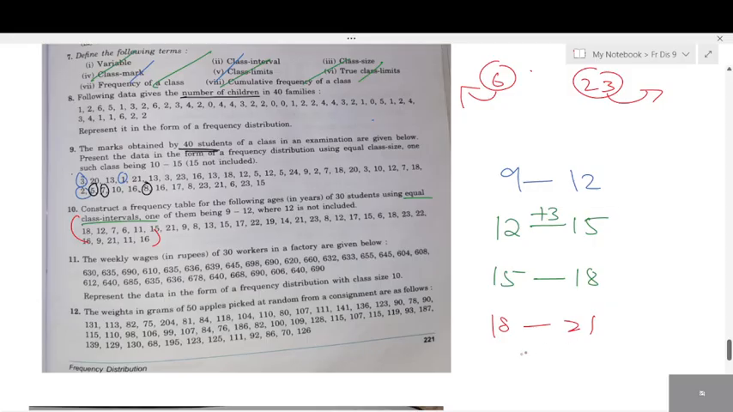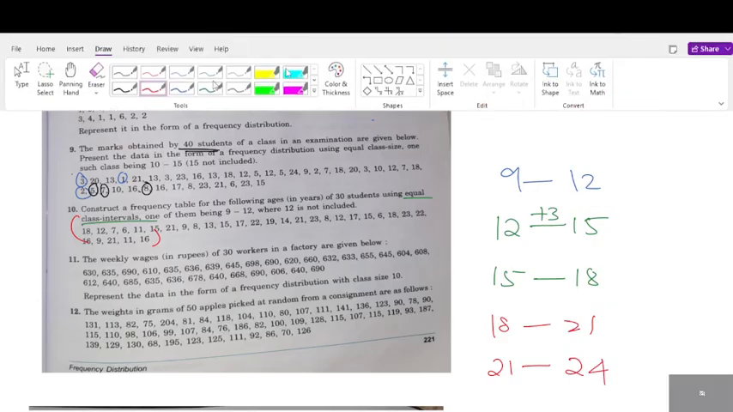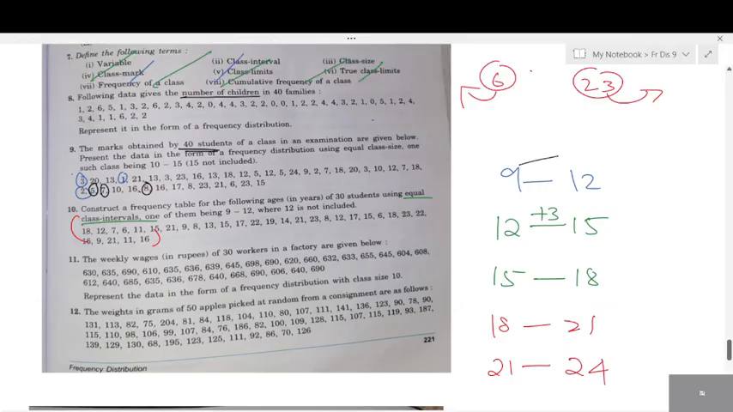Now 21 is given. After 21, what should I write? 21 to what? 21 plus 3 is 24. Okay, here after 9, 9 gets repeated, you have to write 9. Fine. What should I write here? Plus 3 or minus 3? Yes, you have to add or subtract 3. Minus. Yes. So even 6, do I need to write 6 and 3 here? Is it required?